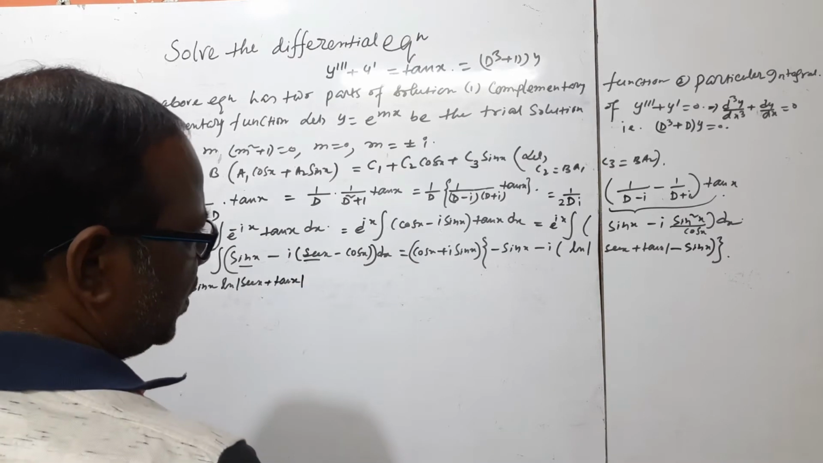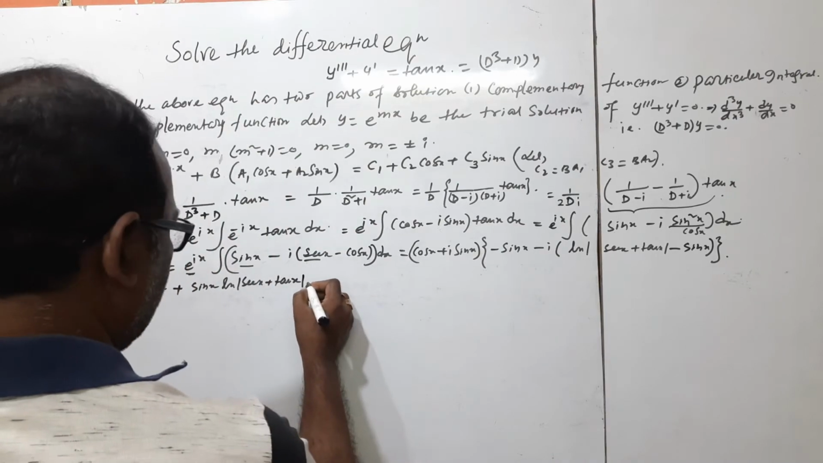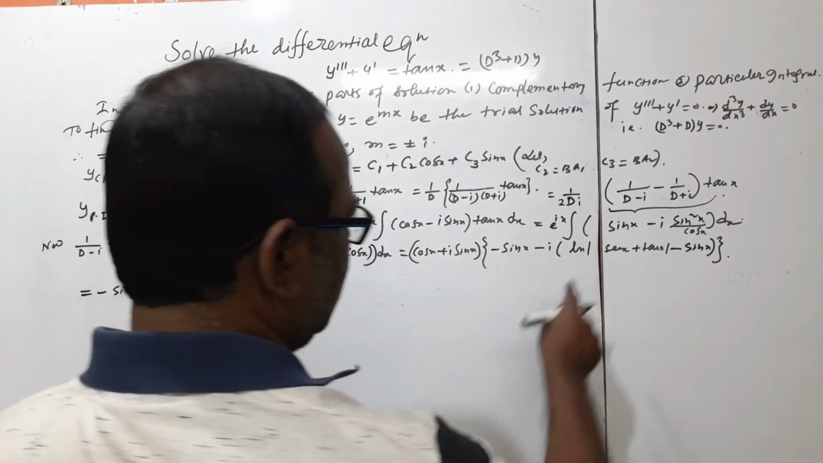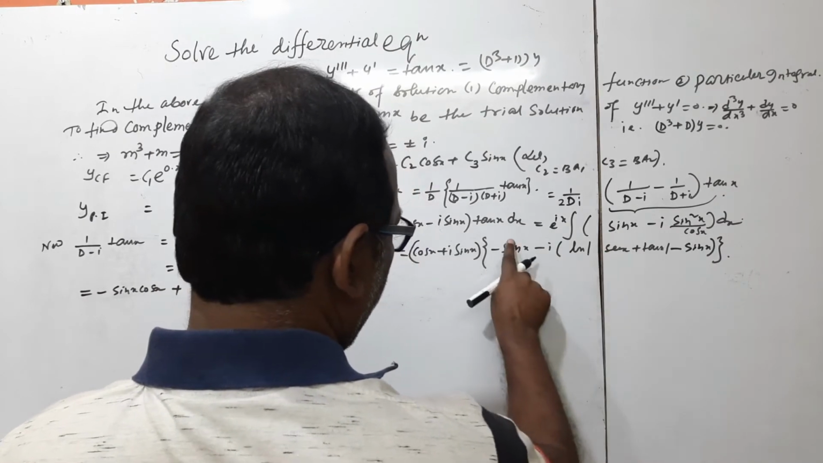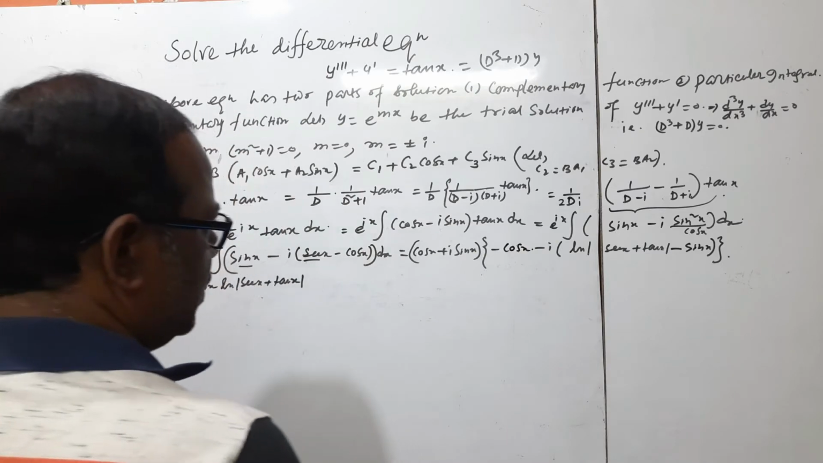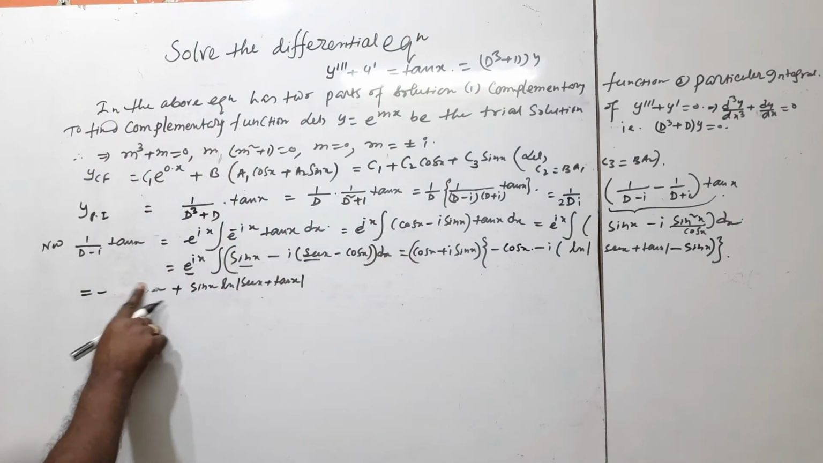Okay, plus sin square plus... sorry, this is integration of sin x is minus cos x. I wrote it wrongly here, this is only cos x. Okay, so here it is cos into cos, this is minus cos square.